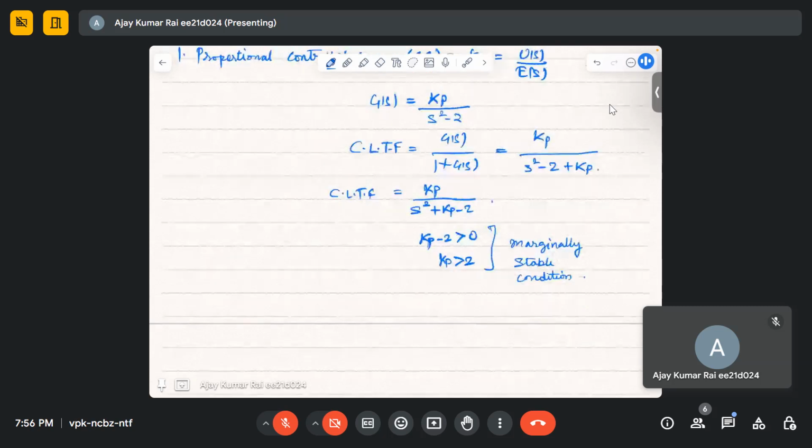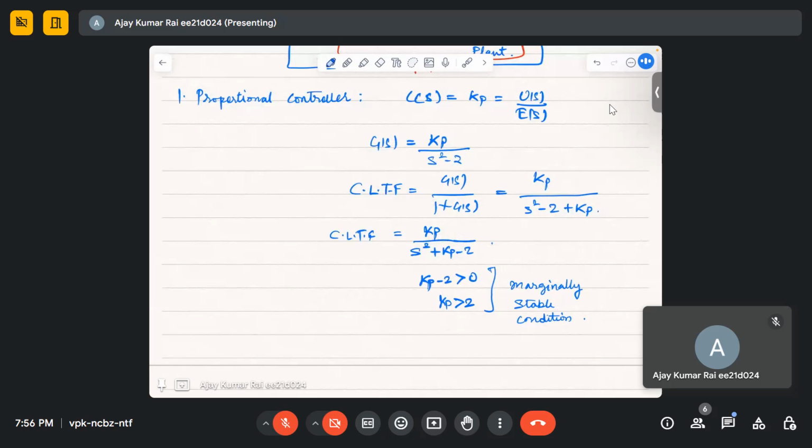And what will happen if I reduce KP? The other condition is KP minus 2 is less than 0, so KP is less than 2. In this case, this will become negative, right? So you just have to focus on this part. When KP minus 2 is positive, let me say this is case 1, and this is case 2.